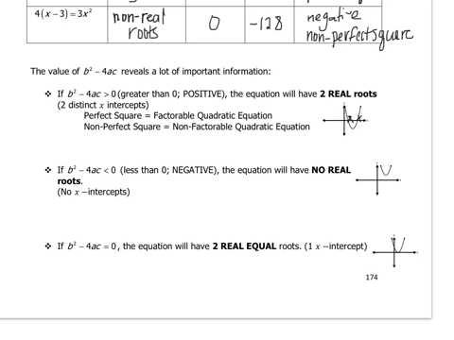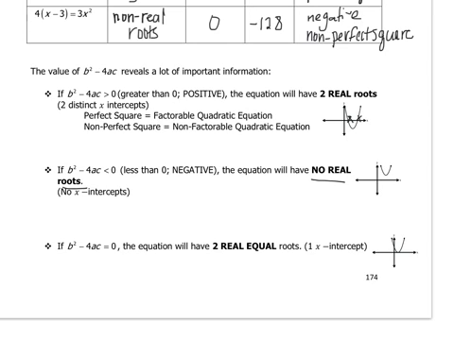If you end up with b squared minus 4ac that's negative, that means you can't find the square root of the negative when you're trying to do the quadratic formula, so the equation will have no real roots, and therefore no x-intercepts. So the graph, if you look at an example graph here, would never cross the x-axis.